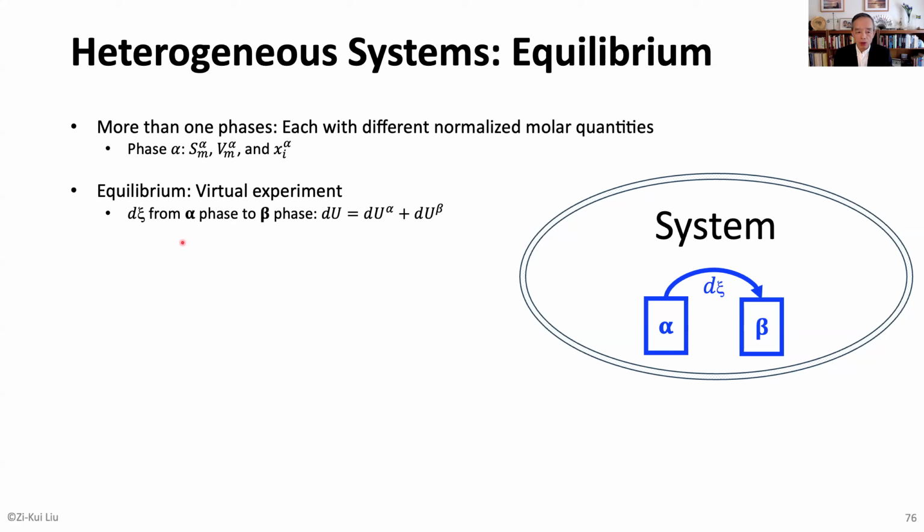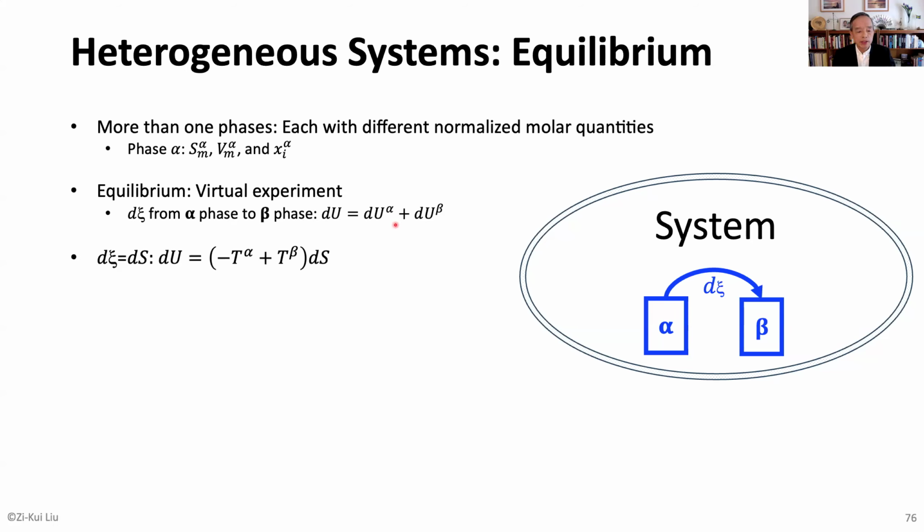So if we move some quantity, d psi, from phase alpha to phase beta, right? So here we have alpha phase and beta phase. We move some quantity from the alpha phase to the beta phase. Then the internal energy change of the system will be what changes for the alpha phase plus what changes for the beta phase. So dU equals dU alpha plus dU beta.